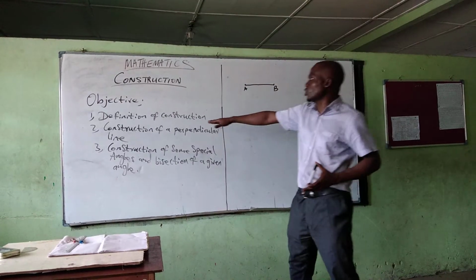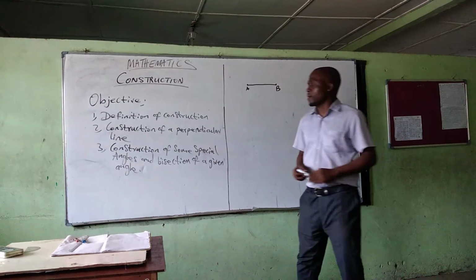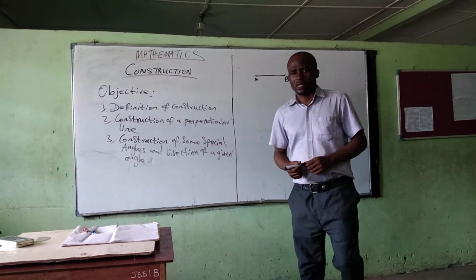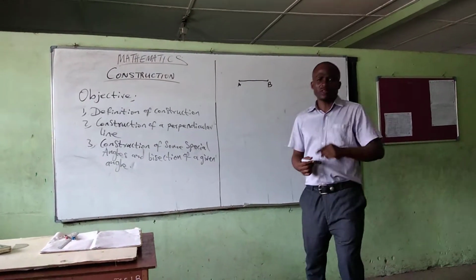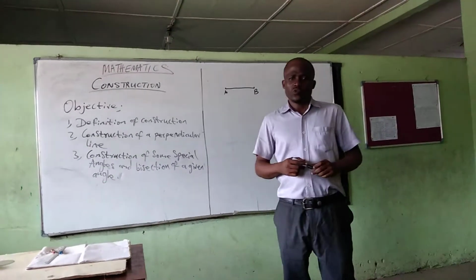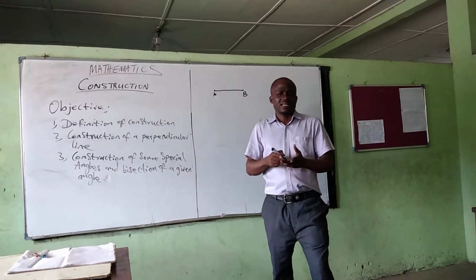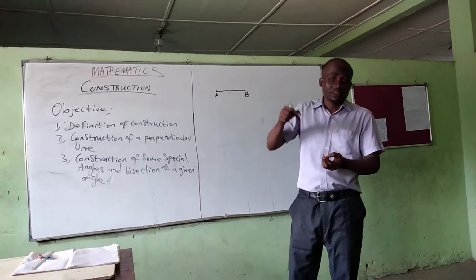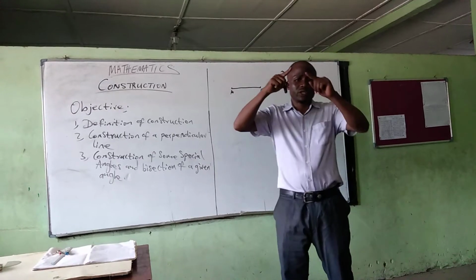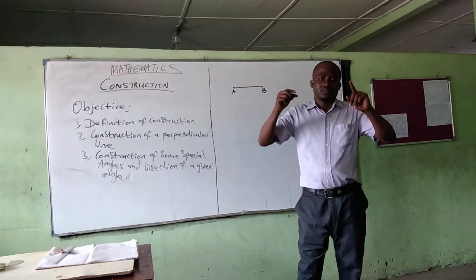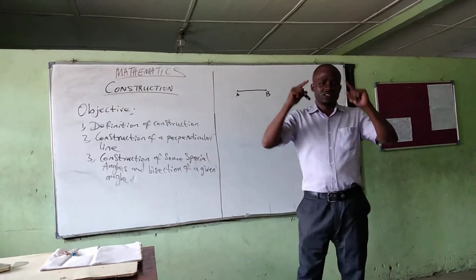Now, having known the definition of construction, let's go to construction of a perpendicular. I know some of you will be asking, what is this perpendicular? A perpendicular is a line which meets a given line at right angle. It means that the angle between these two lines is what? 90 degrees.